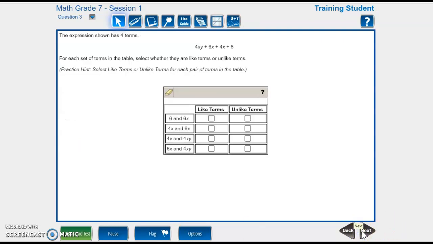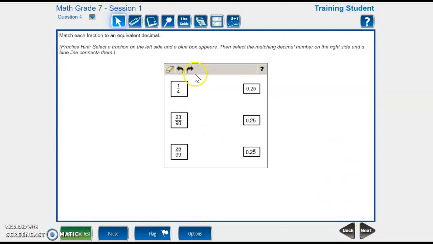You might also see things like this, which would be checking the box. So in this example, it's determining whether they are like terms or not. So you would just check the box that applies. You might have matching. The matching one's a little bit tricky. You got to click it first and then click the one that it goes to. So if you mess up, you can hit that erase button and then do it over again.